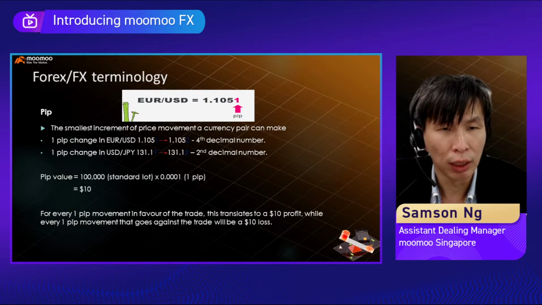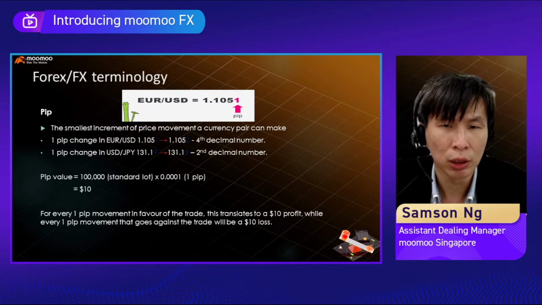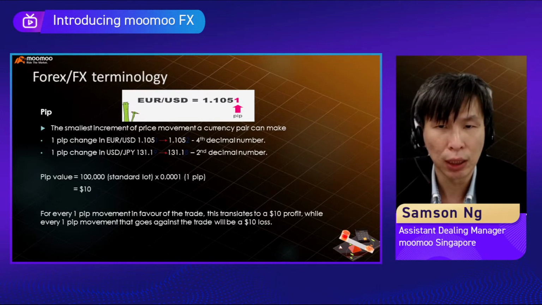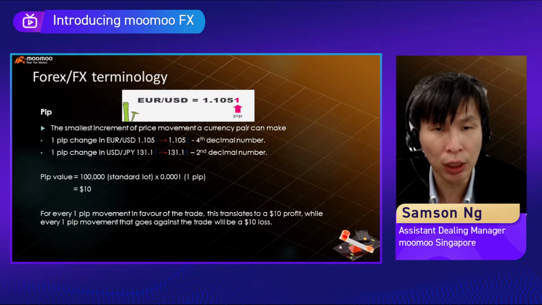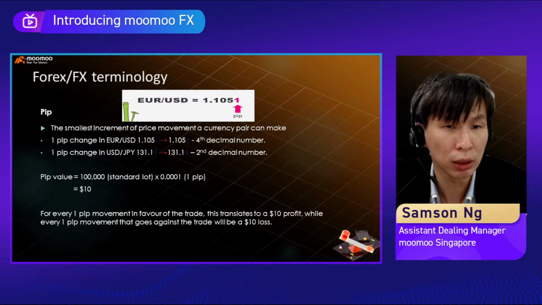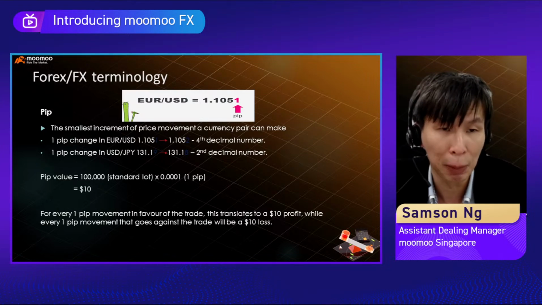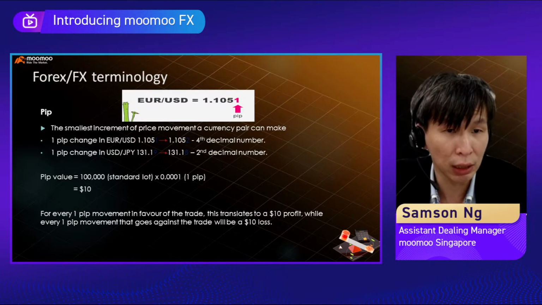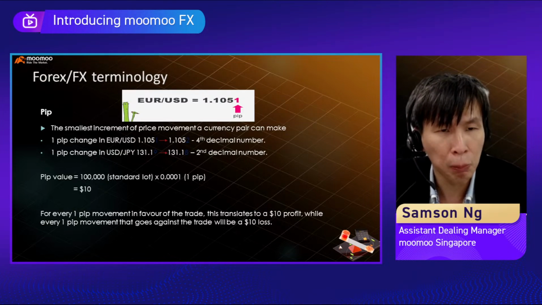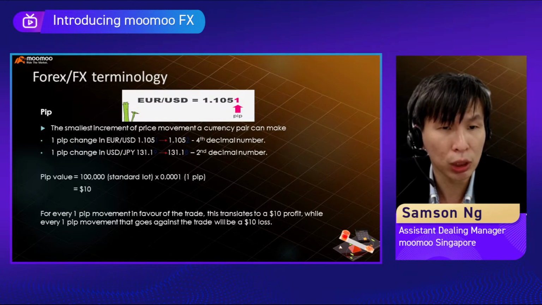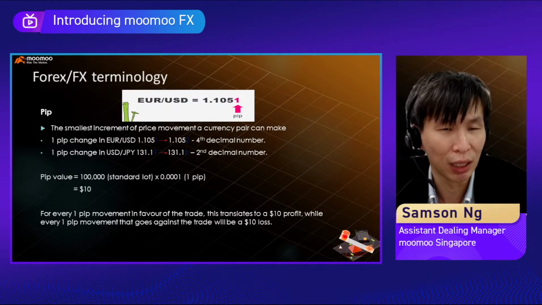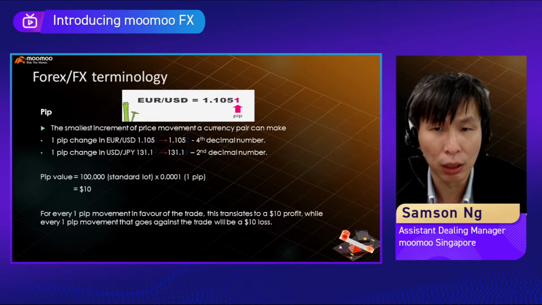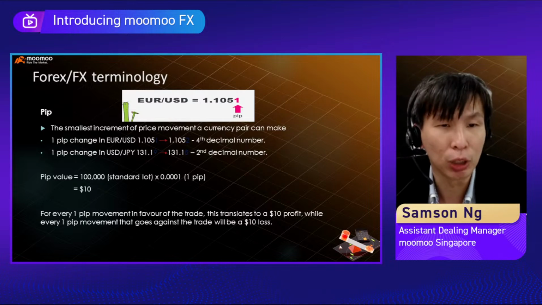Next, I will talk about the FX terminology. You might be wondering what a pip is. Pip in short is known as a point in percentage. Pip represents the change in value between two currencies, which is the smallest increment of price movement a currency pair can make. For example, let's look at this euro dollar. The price at 1.1052 is increased by 1. That is 1 pip. We usually look at the 4 decimal number, that is 2, which means the numeric 1 increased by 1 pip to 2, which indicates a 1 pip change.